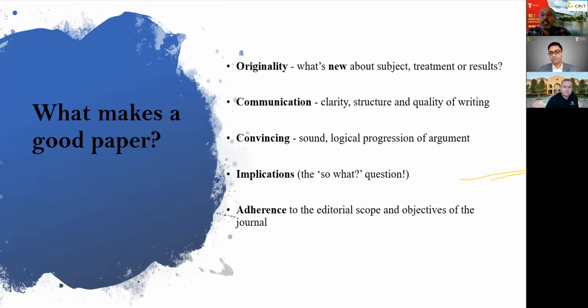clear. So when a reader or reviewer reads your paper, it should be easy to understand. It should be convincing. Convincing comes from originality. So you need to convince the reviewer and the editor that your work is worthy to be published in this journal. And of course, you need to adhere to the editorial objective, editorial instruction and scope.